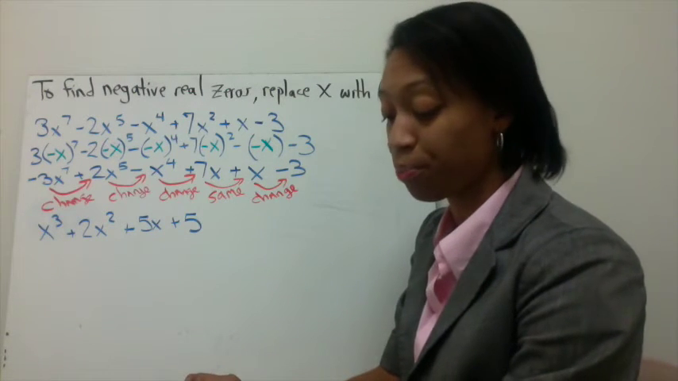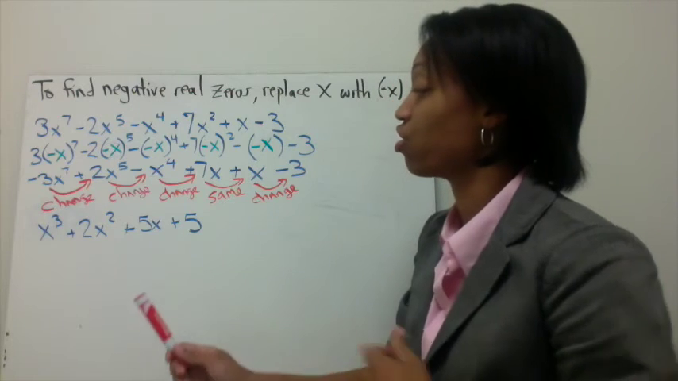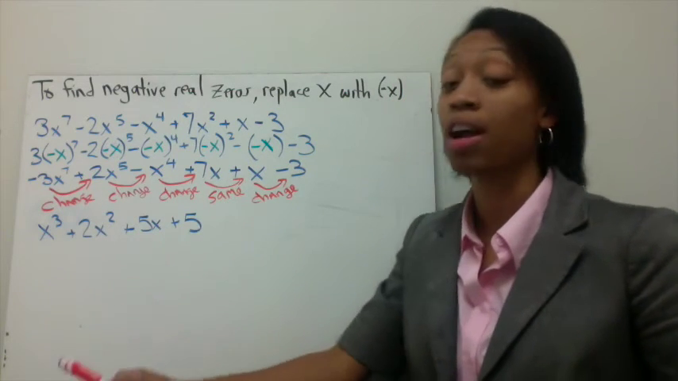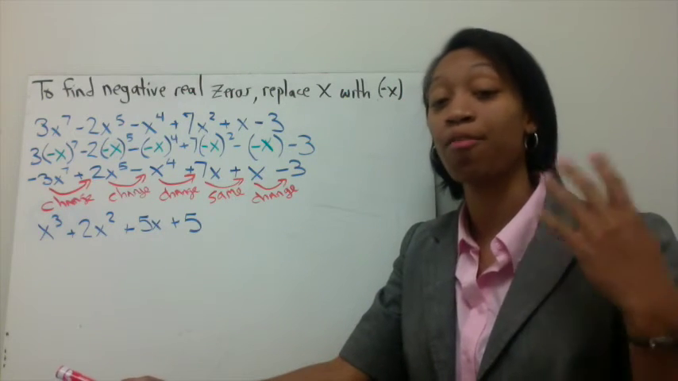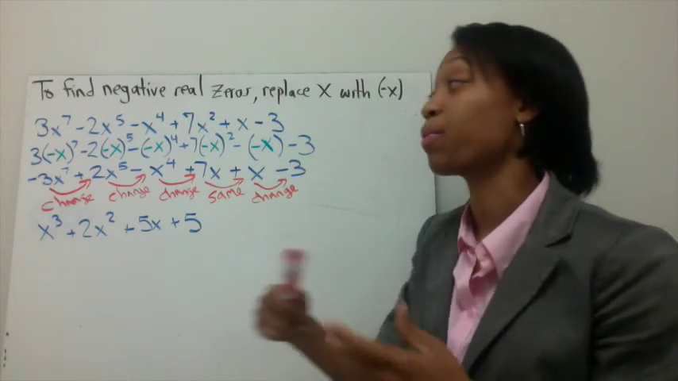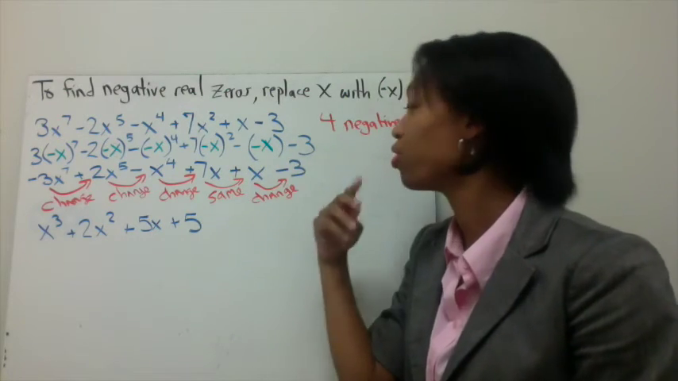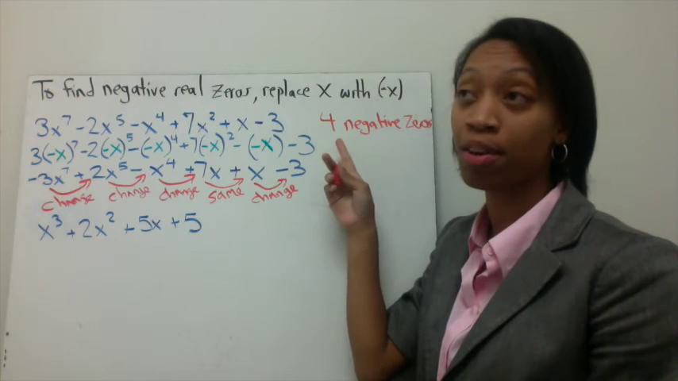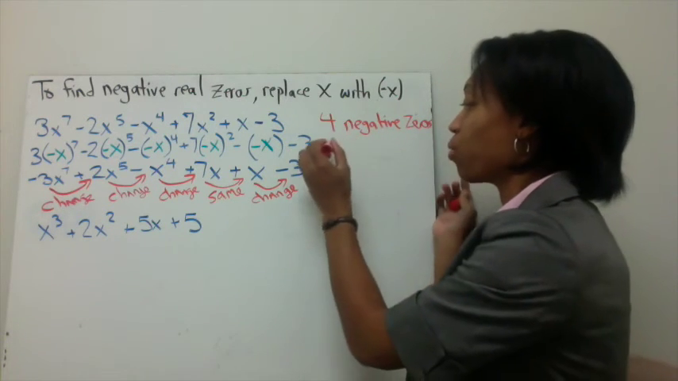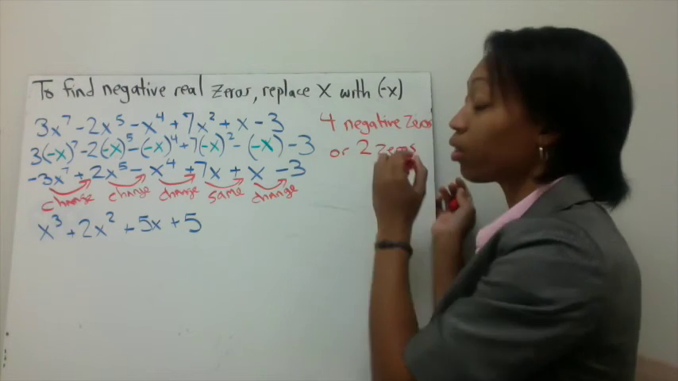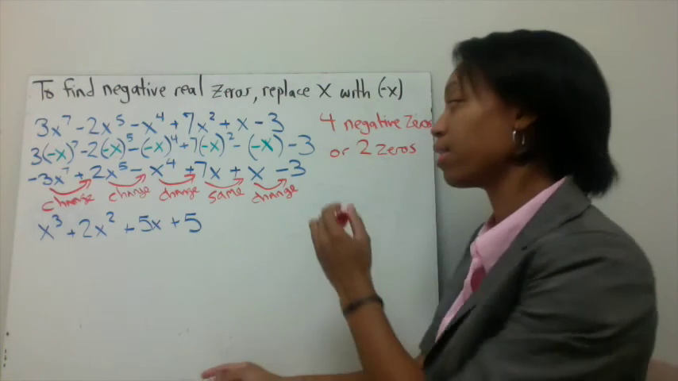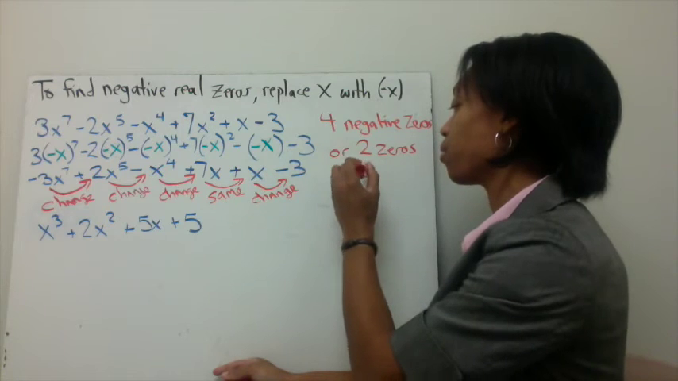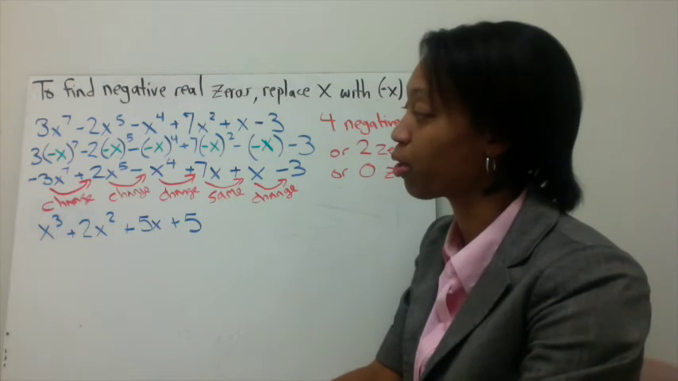Okay, so now that I have done that, let's count our sign changes. How many changes do I have? 1, 2, 3, 4. I have 4 changes. That means I have 4 negative zeros. Counting down from there by 2, subtracting 2, 4 minus 2 gives me 2. I could also have 2 zeros. Or 2 minus 2 again is 0. I could also have 0. All right, let's try one more.